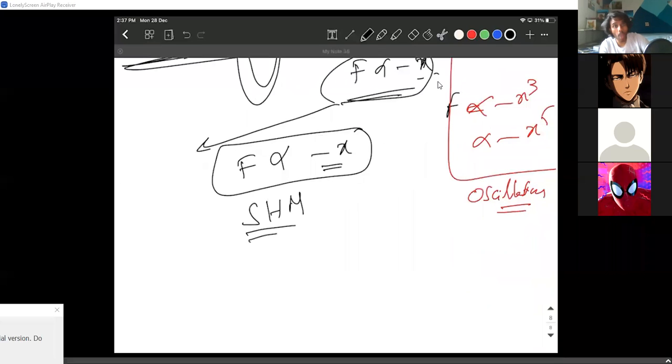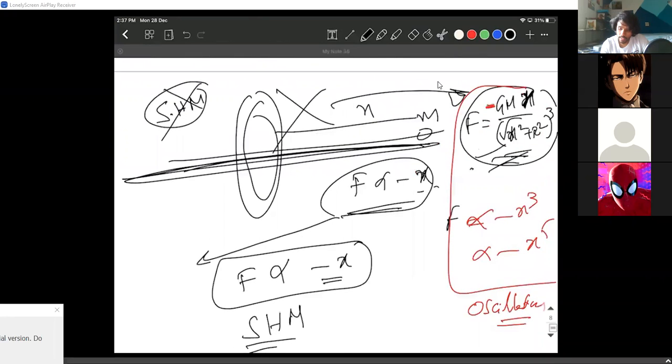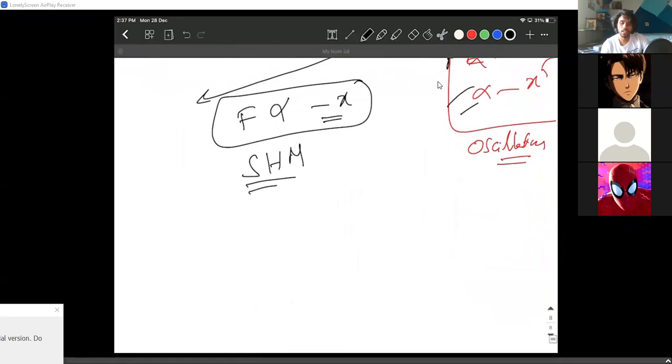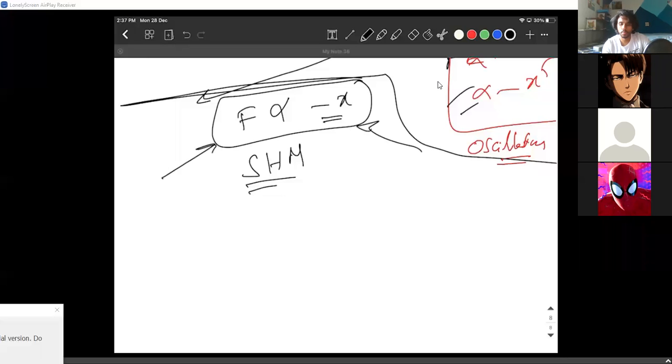So there could be oscillations, and there could be different ways of oscillating, like you see on the right side. But not all oscillations are simple harmonic motions. You can only call it a simple harmonic motion, an SHM, when the force is proportional to minus x. This is the only case where you can call it an SHM.